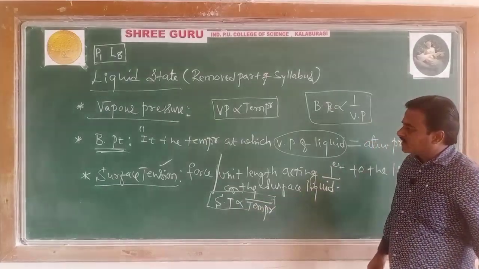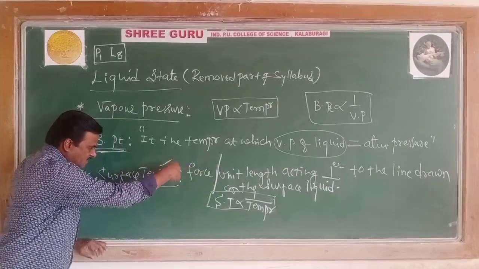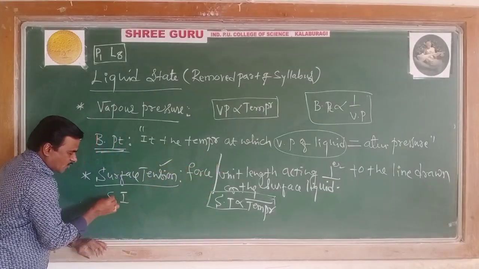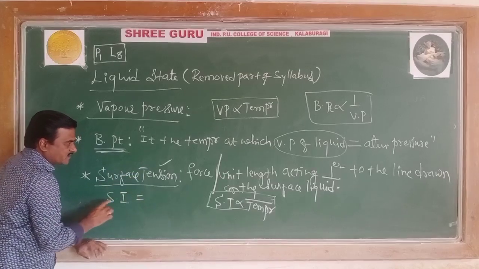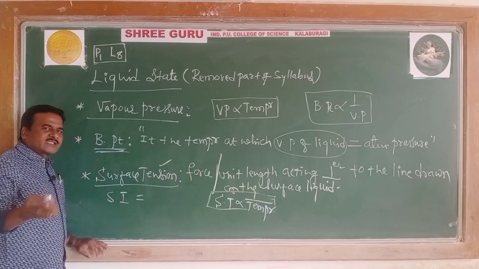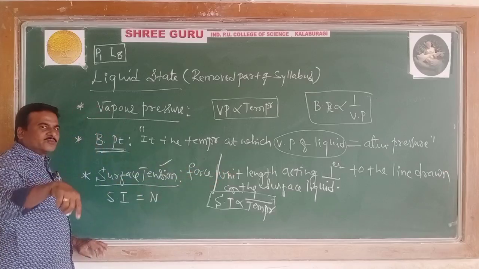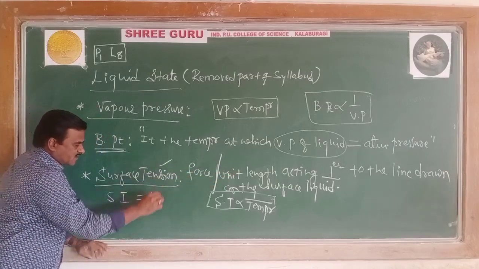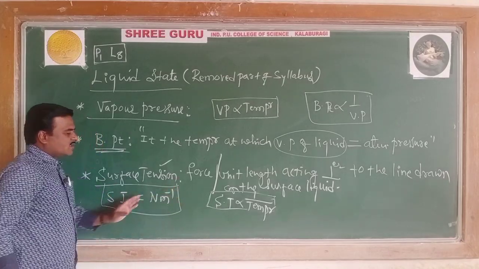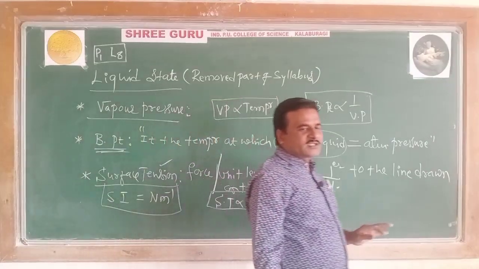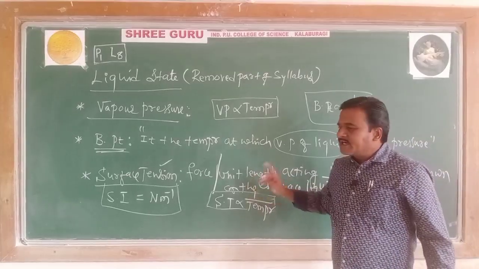And what is the unit of surface tension? See, this is the force acting per unit length. As per the definition, what is the SI unit of surface tension? It is force, and we know the SI unit of force is Newton, acting per unit length perpendicular to the line drawn on the surface of a liquid. Therefore, the SI unit of surface tension is Newton per meter.